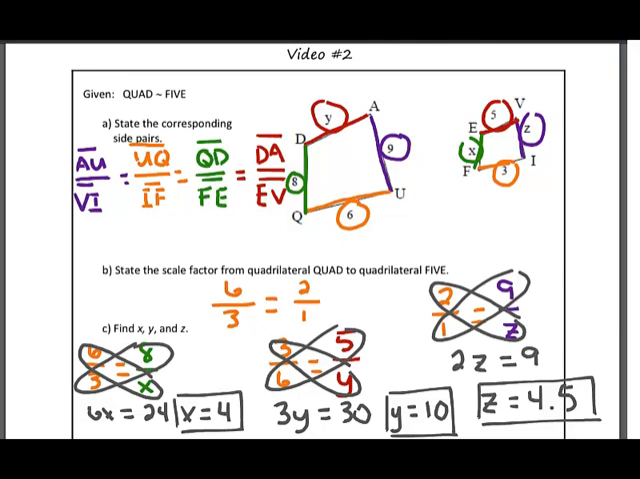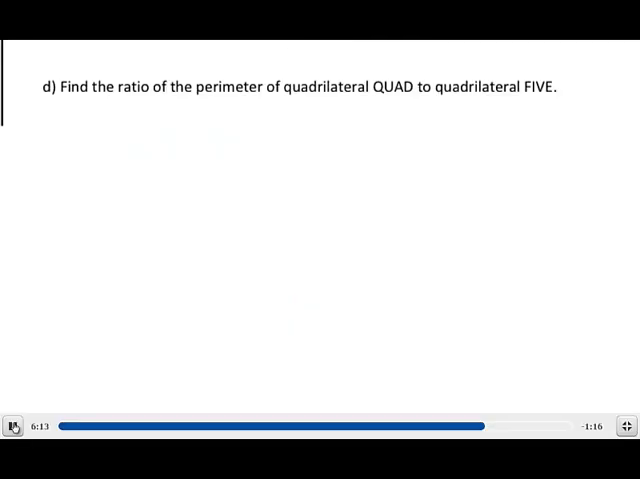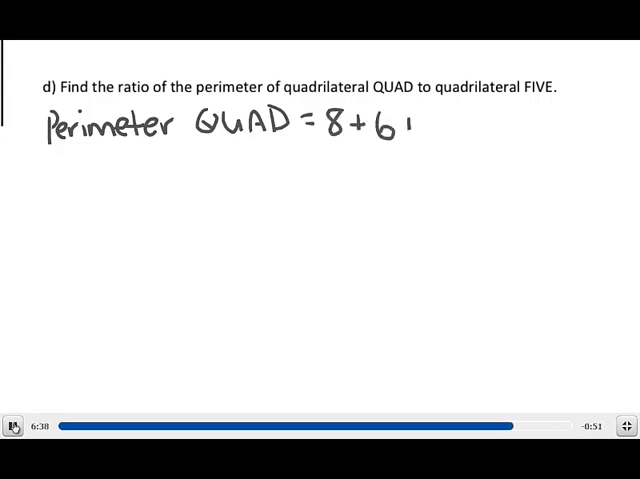If we turn to the last part, it says find the ratio of the perimeter of quadrilateral QUAD to quadrilateral FIVE. To do this, we are going to find the perimeter of each. So the perimeter of QUAD is the sum of all the sides. So we have 8 plus 6 plus 9 plus 10, which gives us a total sum of 33.